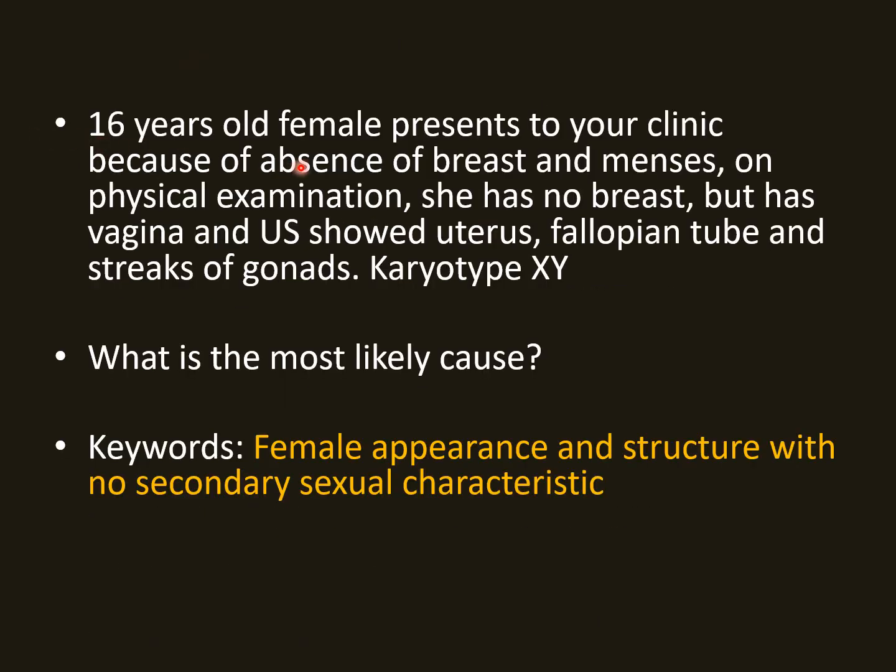This is a 16-year-old female who presents to your clinic because of absence of breasts and menses. On physical examination, she has no breasts but has a vagina. Ultrasound showed normal Mullerian structures, which are uterus and fallopian tubes, but she has streak gonads. Karyotype is XY. What is the most likely cause? The key words here are female appearance and structure: externally female and internally also female structures, with no secondary sexual characteristics.